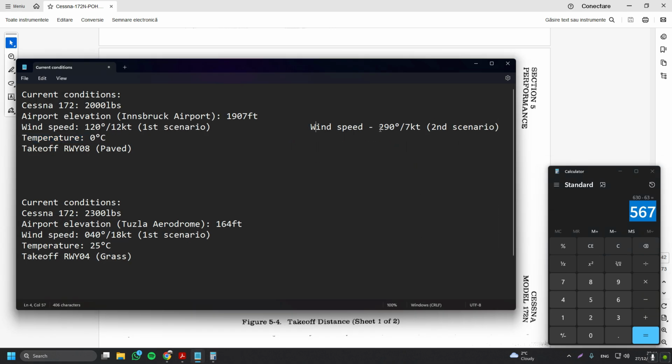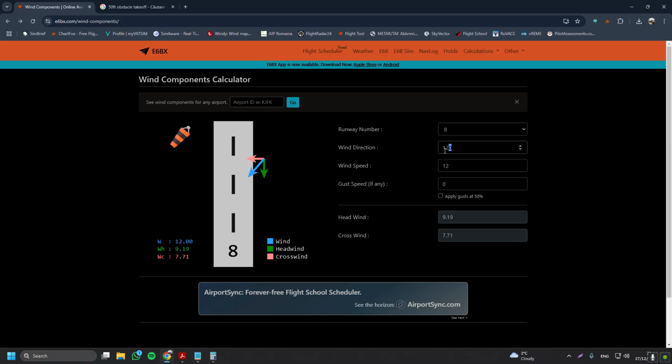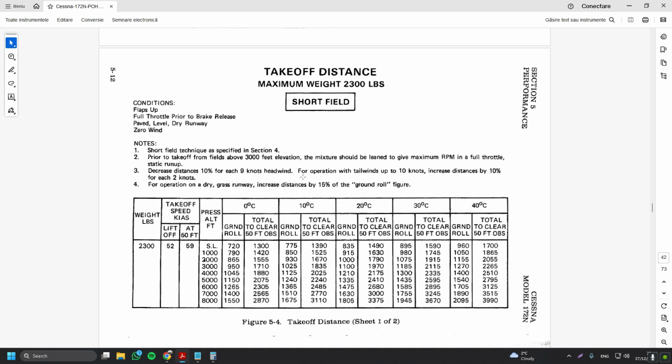So the wind now is blowing from 290 degrees at 7 knots. Let's put it in the calculator. 290, 7. This one right here is actually a tailwind. We'll use the same runway 08. So now we'll have a tailwind of 6 knots. Remember, what does the manual say? For operation with tailwinds up to 10 knots, increase distances by 10% for each 2 knots.